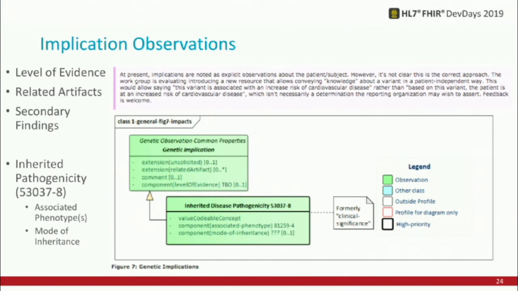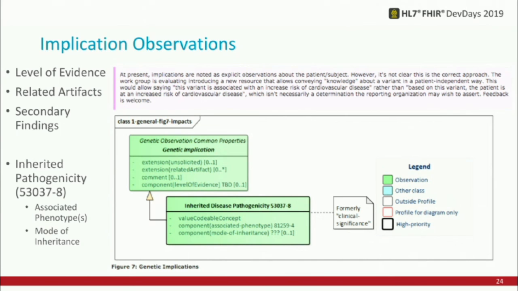The implications require sending level of evidence, and they have related artifacts for supporting evidence there. And there's an interesting question here about secondary findings. So if you're doing a sequencing for a specific reason and you find something else that's very important that wasn't specifically asked for, under certain circumstances, the laboratory is obligated to send some of this information. Whether or not it gets to the patient or not is another question. But they have different standards depending where they are.